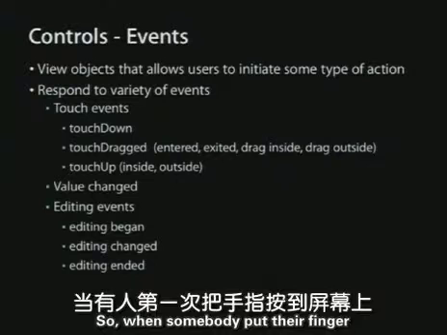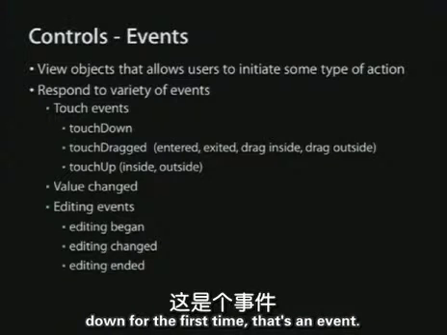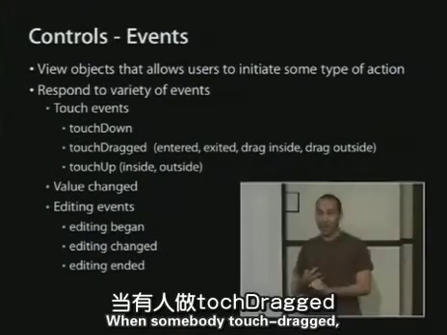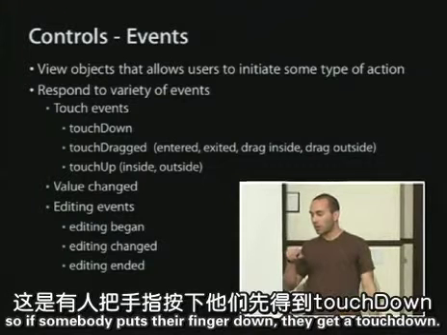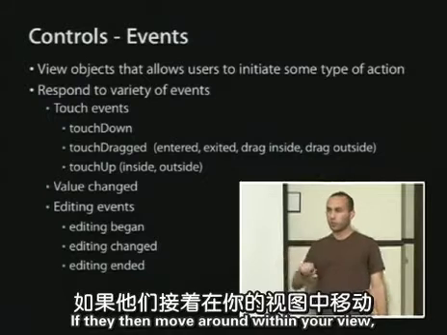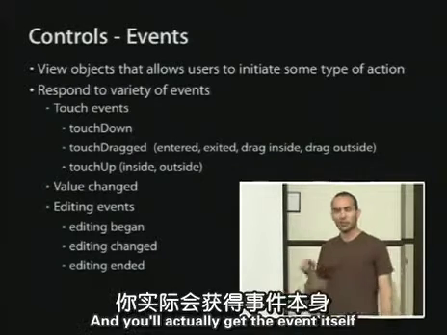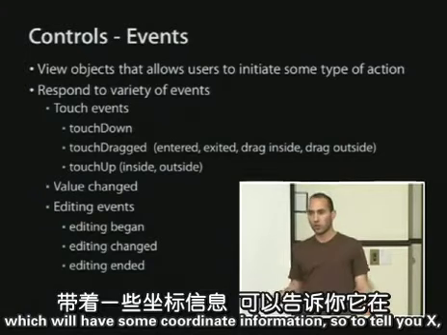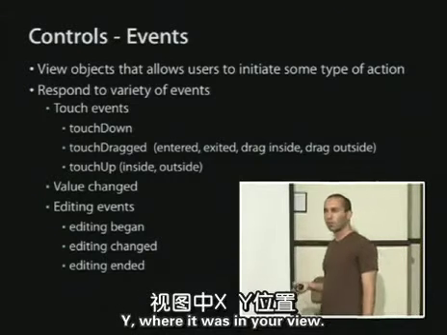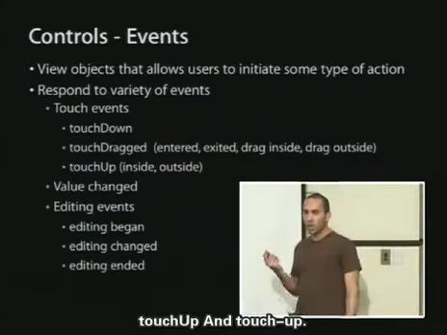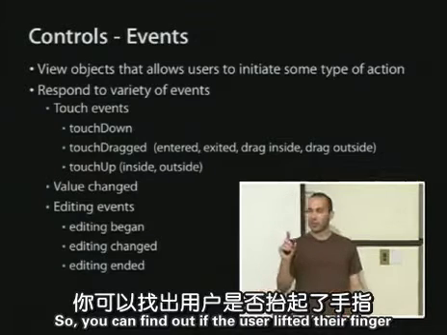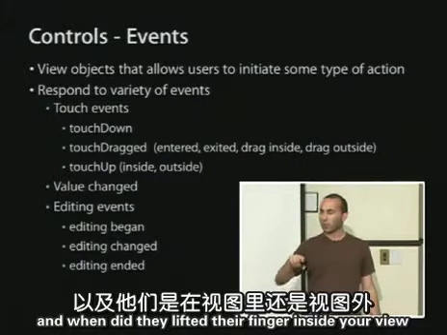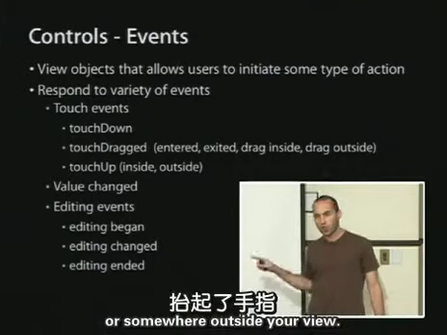So when somebody put their finger down for the first time, that's an event. When somebody touch dragged, so if somebody puts their finger down, they get a touch down. If they then move around within your view, you'll get a touch dragged event. And you'll actually get the event itself, which will have some coordinate information to tell you X, Y, where it was in your view. And touch up. So you can find out if the user lifted their finger and whether they lifted their finger inside your view or somewhere outside your view.